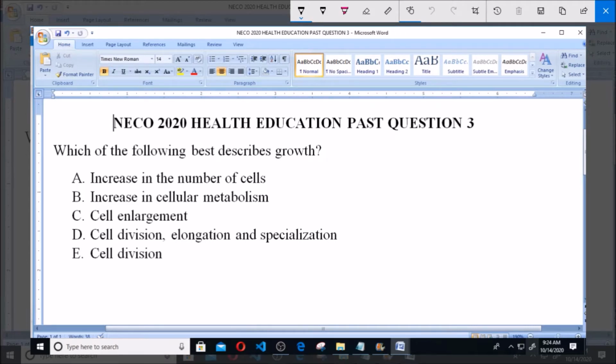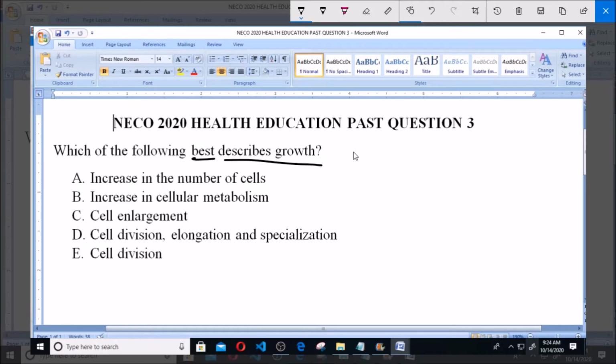Which of the following best describes growth? A. Increase in number of cells. B. Increase in cellular metabolism. C. Cell enlargement. D. Cell division, elongation, and specialization. And E. Cell division. Now the question is, which of the following best describes growth?